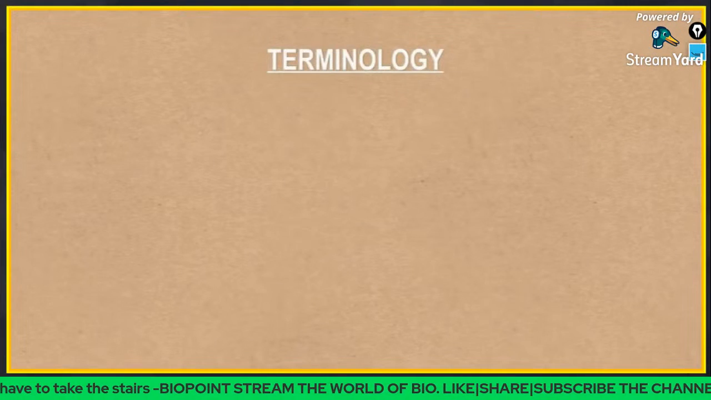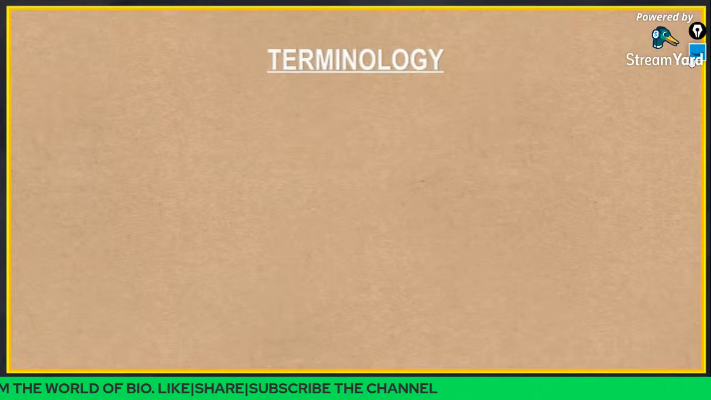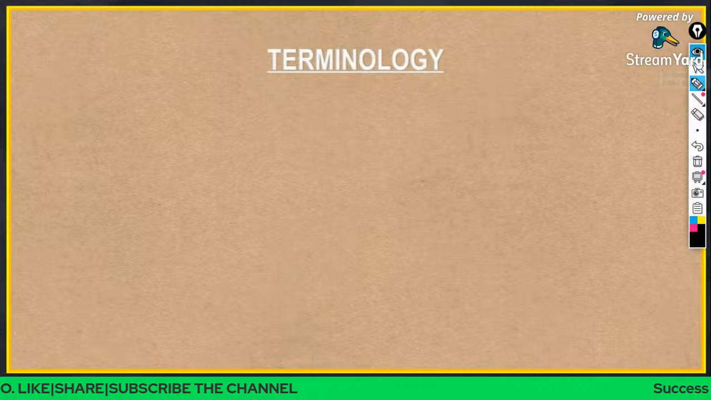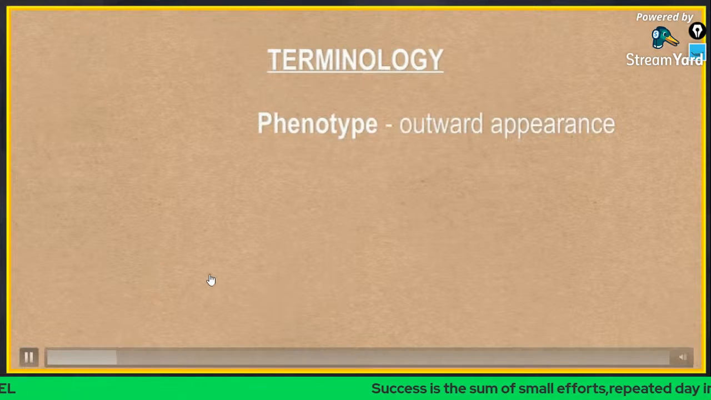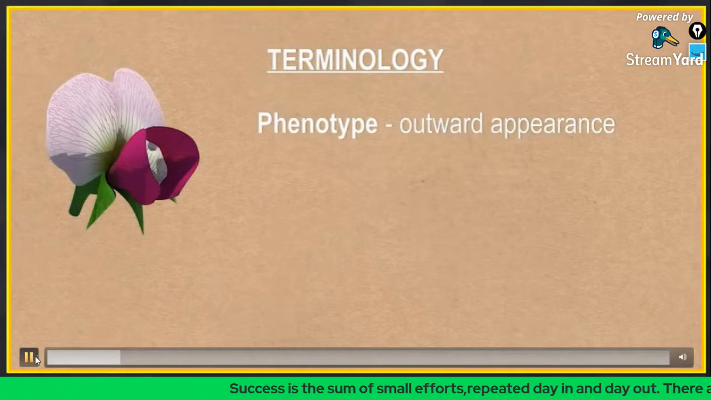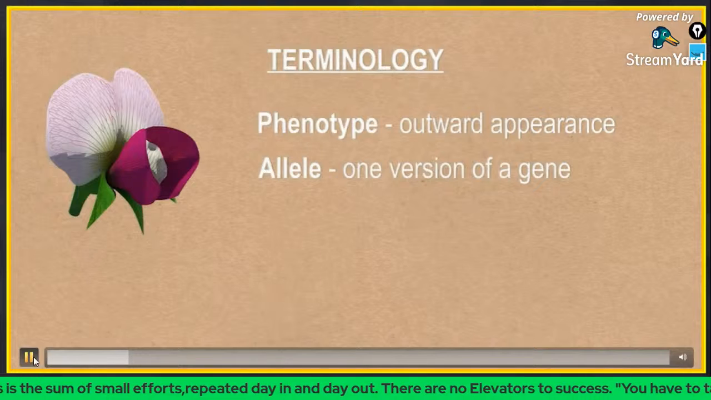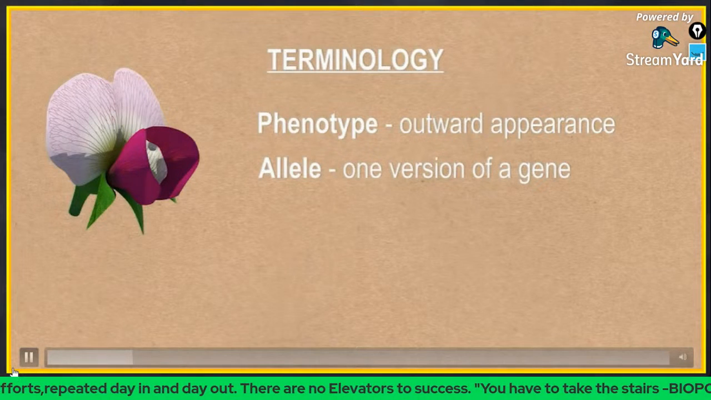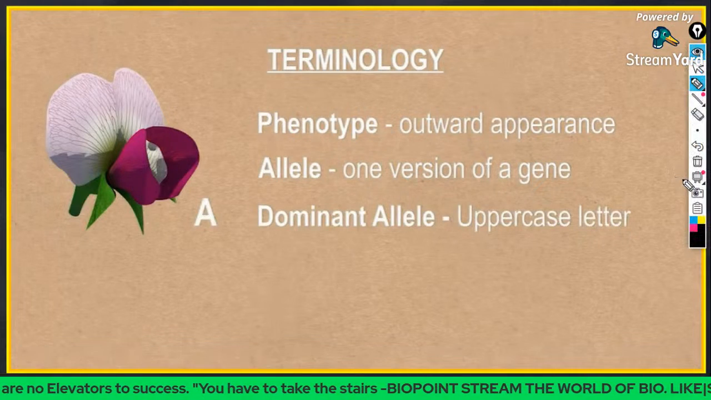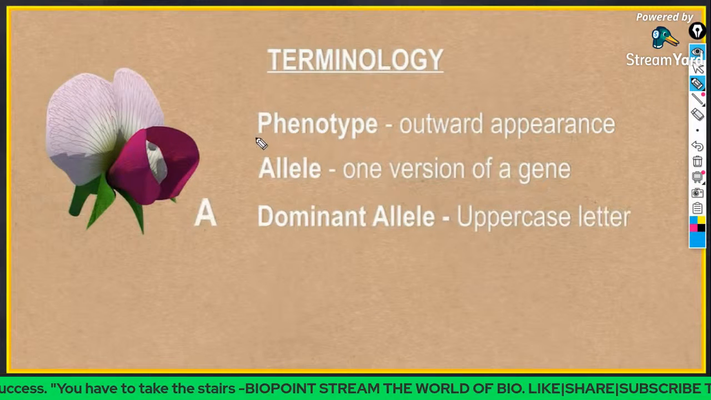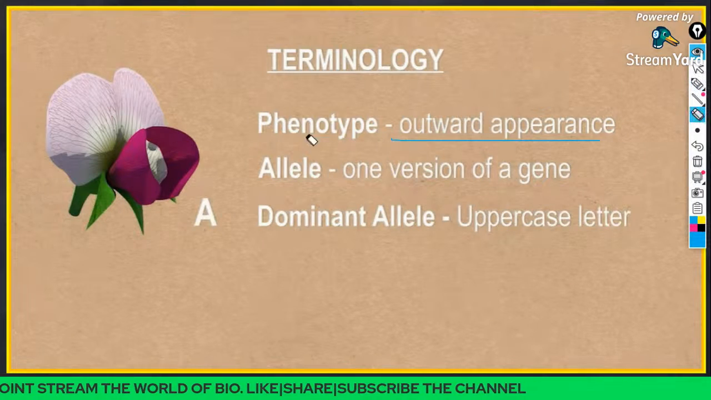Now here's some terminology to help us describe these crosses. We call the outward appearance of a trait its phenotype. The phenotype of this flower is purple. Each version of a gene is called an allele. The examples in this video will have 2 types of alleles. Dominant, represented by an uppercase letter. So guys, listen carefully here. The phenotype is the outward appearance.